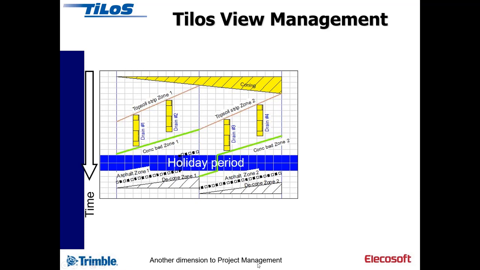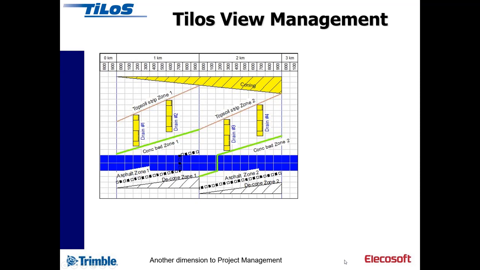initially what is the time axis. Time is vertical, so that blue stripe is a holiday period. Distance is then horizontal, so we can create a second cell on the distance axis, and we can create our own distance.